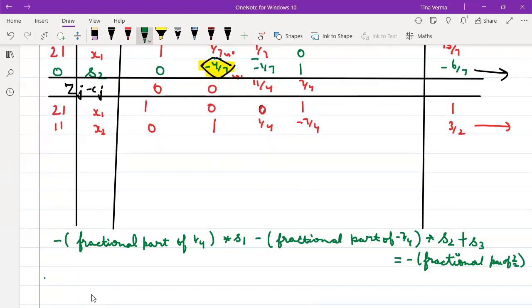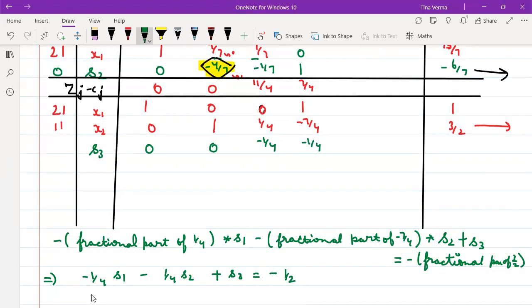Clear? Tell me, what will the answer be? Minus 1/4 into S1. Its fractional part we have just found, how much is it? 1/4 of S2 plus one new slack variable S3 equals minus fractional part of 3/2. What will the fractional part of 3/2 be? 1 plus 1/2, that will be your 1/2. So you will add one more constraint here. Which basic variable will be formed here? S3 will be. Under X1, 0, under X2, 0, 1/4, -1/4. Here we are getting -1/4.